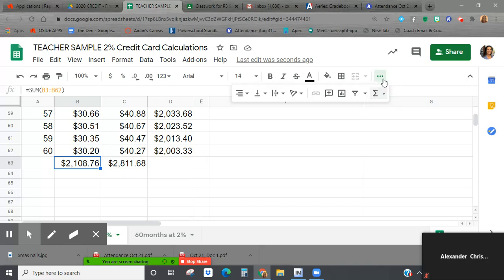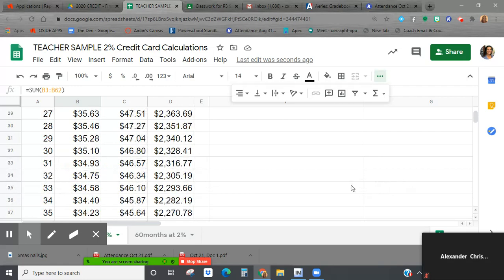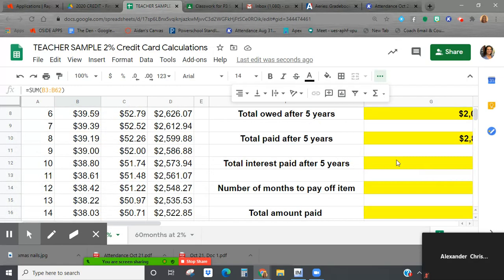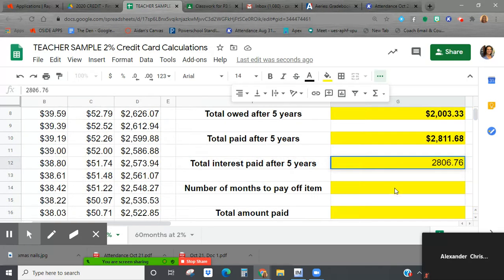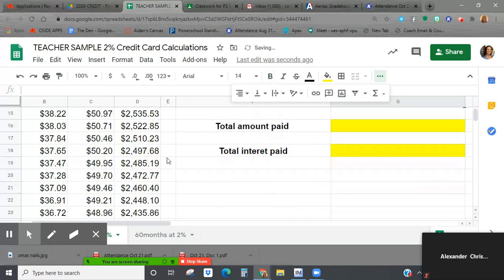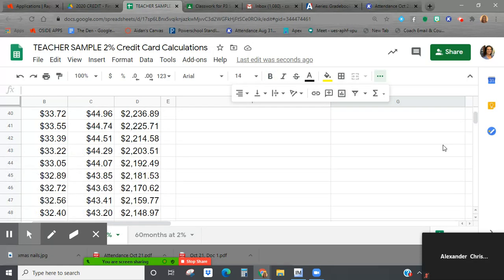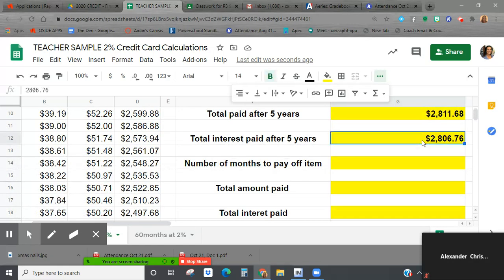If you can't find this summation function, you can just type the word equals sum parentheses B3 to B62. Again, this is on the direction sheet. So my total is $2,108.76, and that's what's going to go here in the total interest paid after 5 years. Let me check my number.